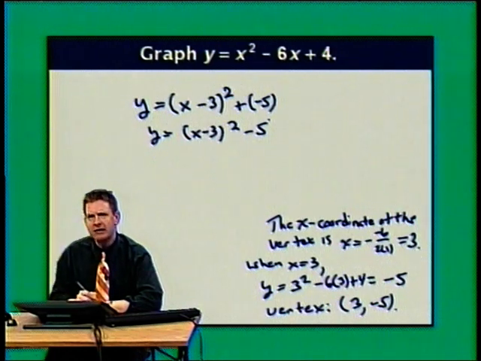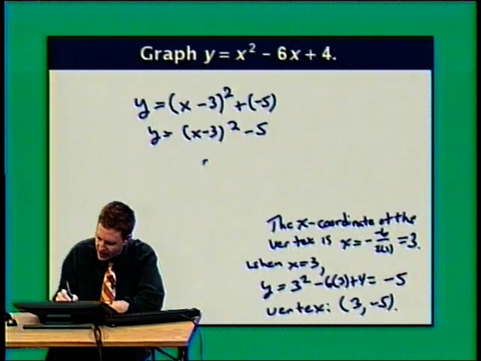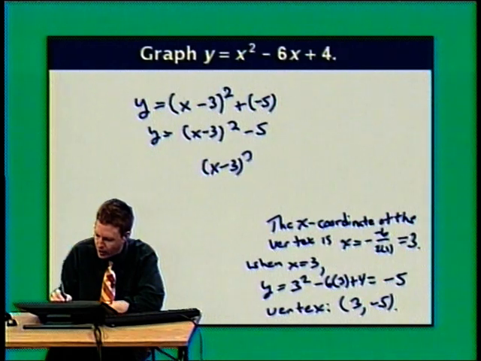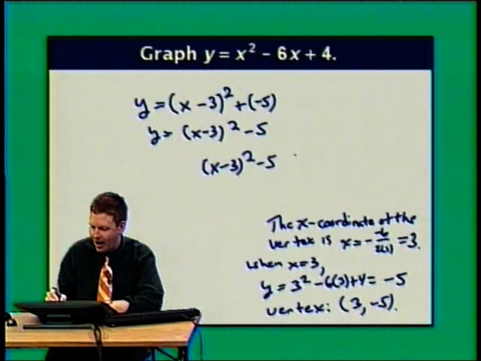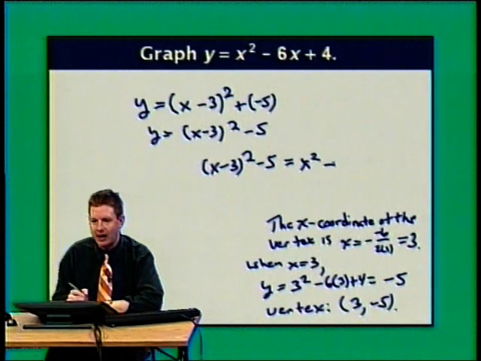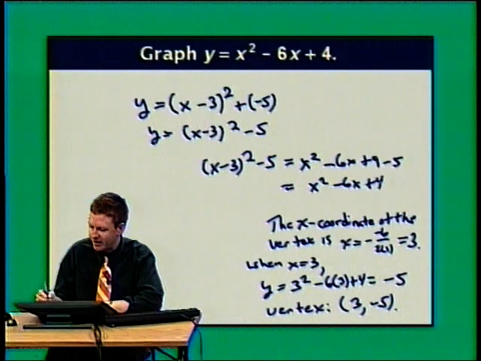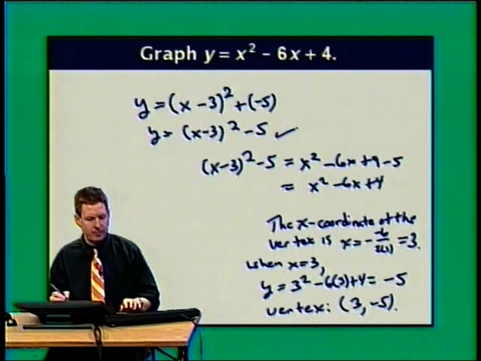I am going to simplify by foiling this expression to make sure that I really do get y equals x squared minus 6x plus 4. So if I take x minus 3 quantity squared and subtract 5, using my special products, this is x squared minus 2 times x times 3, which is 6x, plus 9, minus 5, which does simplify to x squared minus 6x plus 4. So my graphing form checks.